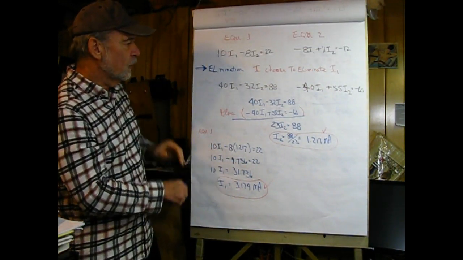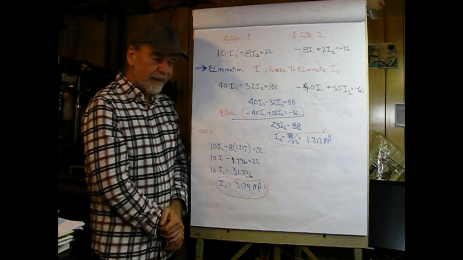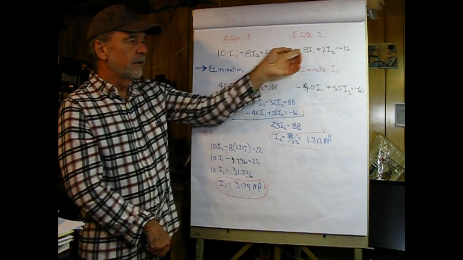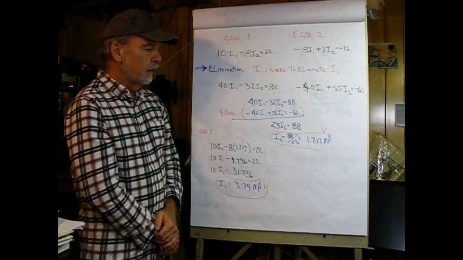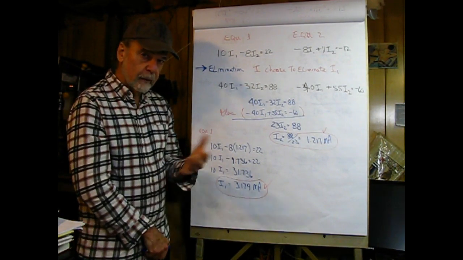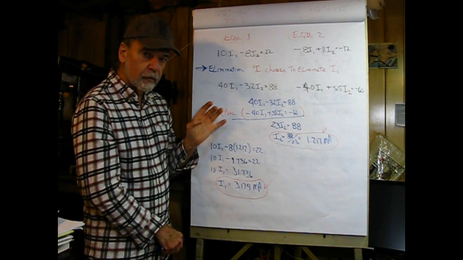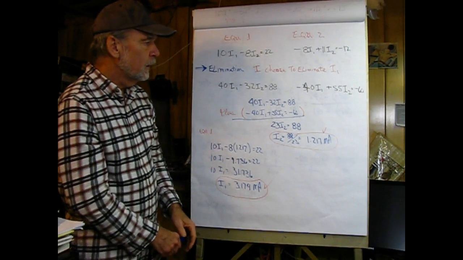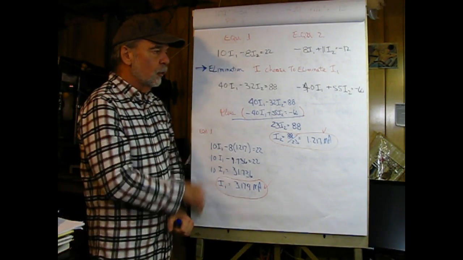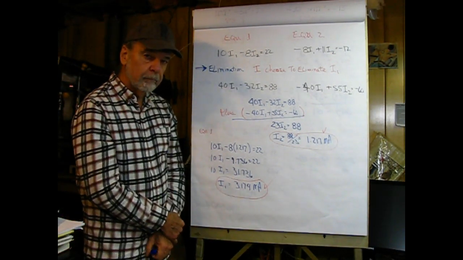Next, we'll talk about solving the problem by the elimination method. Again, I've written down our two mesh equations here for reference. In elimination, we wiggle around the coefficients until they're opposites and add them together, which gets rid of one of the variables. In this case, I chose to eliminate I1.